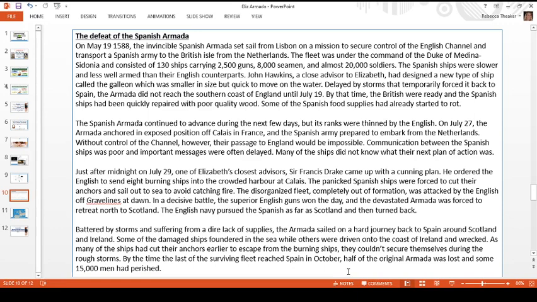A lot of the men drown at sea. By the time the last of the surviving fleet had managed to get back to Spain in October, half of the original Armada was lost and 15,000 men had died. And that's it. Elizabeth had won the Armada, even though it seemed like she couldn't possibly defeat the Spanish. For all of these different reasons, she did.